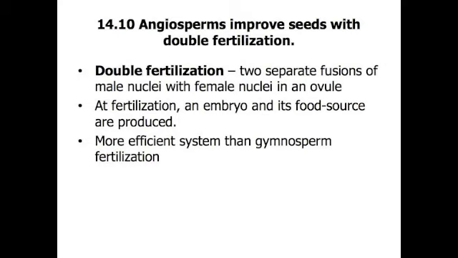Moving on, fertilization is the fusion of two gametes to form a zygote. It begins when a pollen grain lands on a stigma of a flower, but that is far from the end. In angiosperms, the process is called double fertilization because there are two separate fusions of male nuclei, each carrying a complete set of the parent organism's genetic material from the pollen grain, with the female nuclei in an ovule. Double fertilization is a more efficient system than the type of fertilization in gymnosperms because whenever and only when an embryo is produced at fertilization, so too is a more substantial ready-made food source.